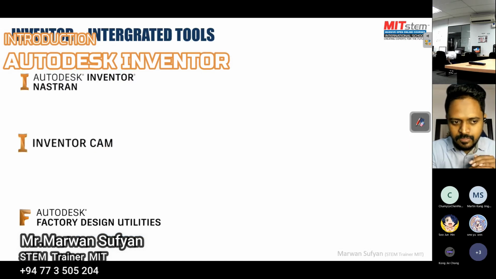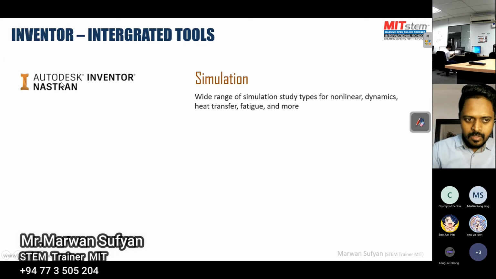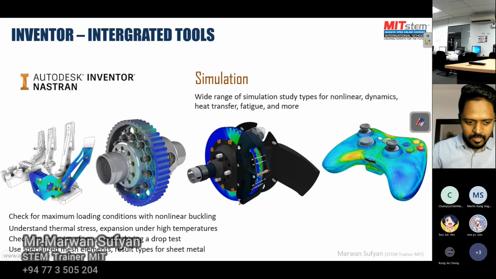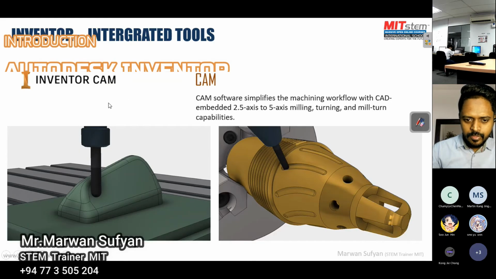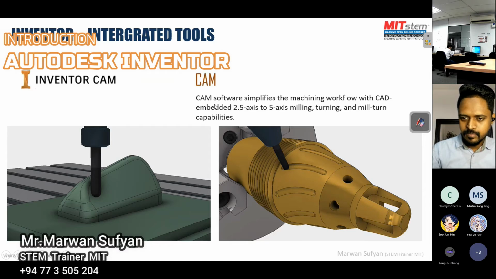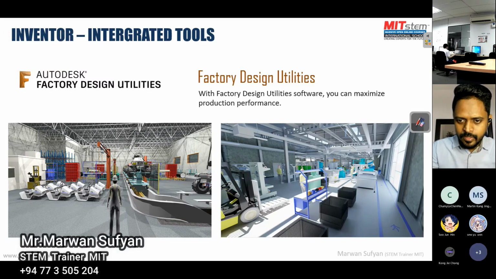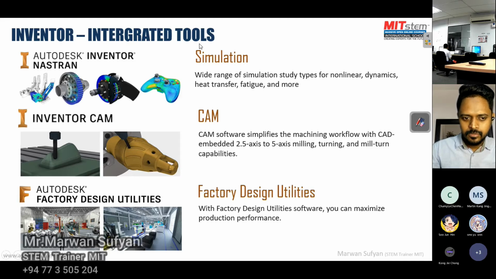Autodesk Inventor Nastran, Inventor CAM, and Inventor Factory Design Utilities. Now these are integrated tools. So we use Nastran for simulation. We can apply the load and check the thermal stresses, and we can do a drop test. If you come to Inventor CAM, this software will support CAM. And then Factory Design Utilities is to design the factory line in such a way as to maximize the production and the performance. These are the three additional integrated tools.